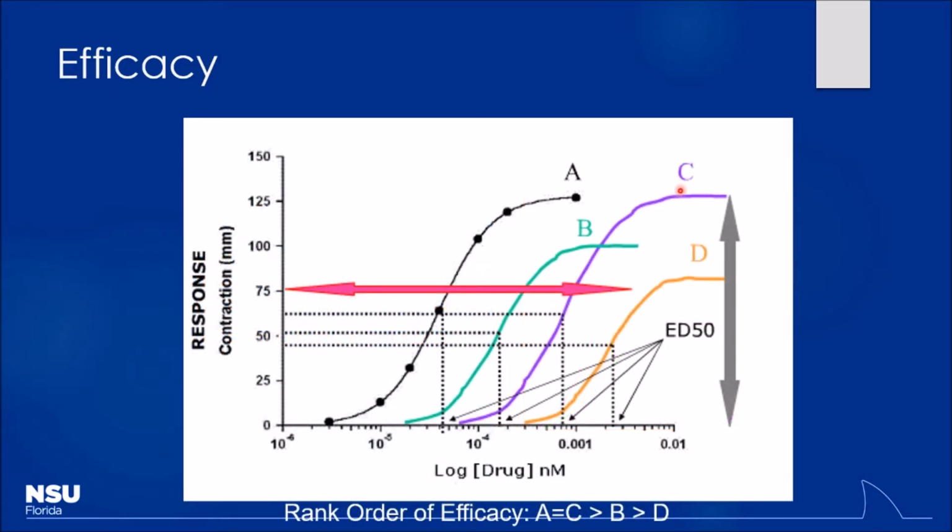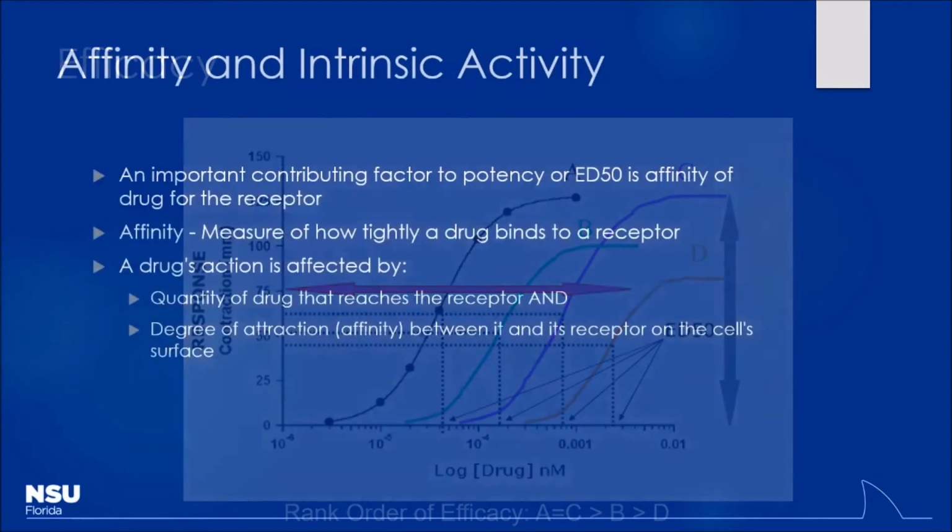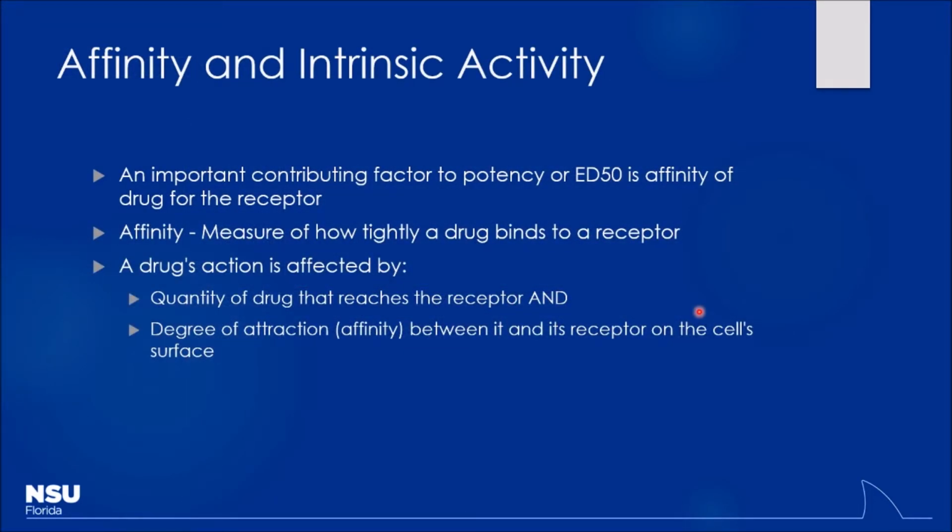And again, looking at this, which ones would be the most efficacious? Probably A and C. Looks like C might be edging out a little bit, but A and C typically, B would be kind of in the middle of the pack, and D would be the least efficacious out of the bunch. Okay. Okay. Everyone with me so far? So that's kind of the basics of dose-response relationships. The next thing to consider is going to be affinity and then intrinsic activity.